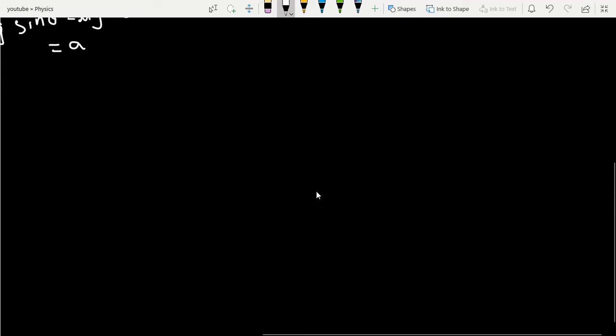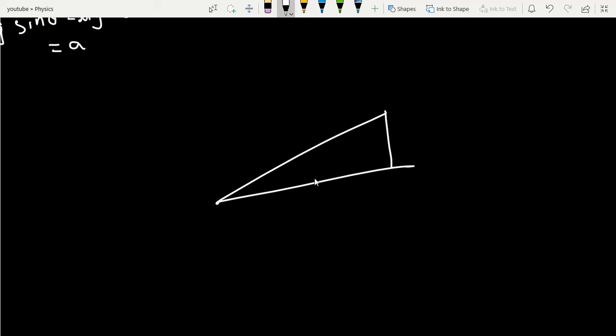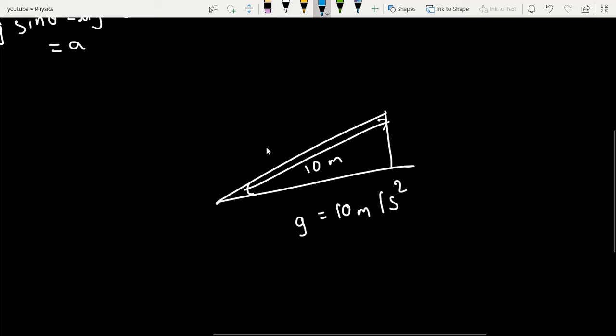Now let's look at some questions. So the first question, let's take an easy one. The length of a smooth inclined plane is 10 meters. So it's given that it is a smooth inclined plane, meaning there is no friction on the inclined plane, and its length is 10 meters, and the value of g is given to take as 10 meters per second square, and the angle of inclination, meaning this theta, is equal to 30 degrees.